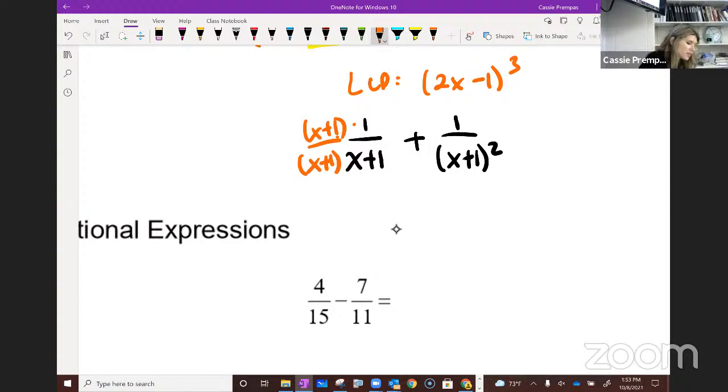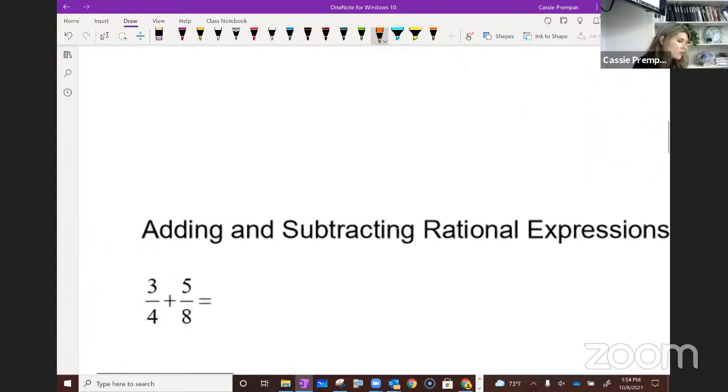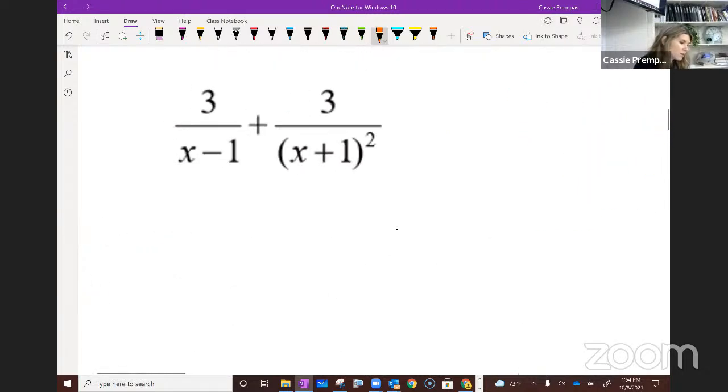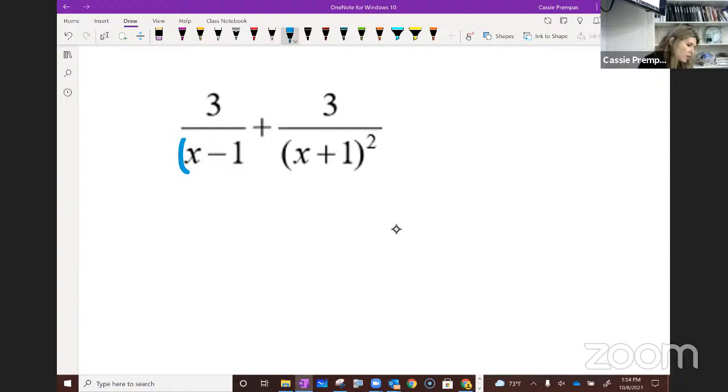Okay, so if I asked you what's the least common denominator of this one, you would have said x plus 1 squared. That's the smallest denominator that they would all multiply into. Now, if I go back to that first one that I skipped, this is x minus 1, and this is x plus 1 squared. Do they share anything? As far as a parentheses, do they share anything in parentheses? Let me ask it in this way. Do they share a factor?